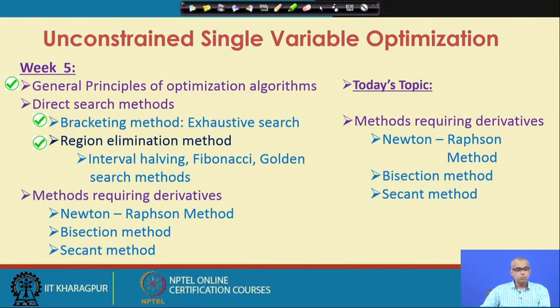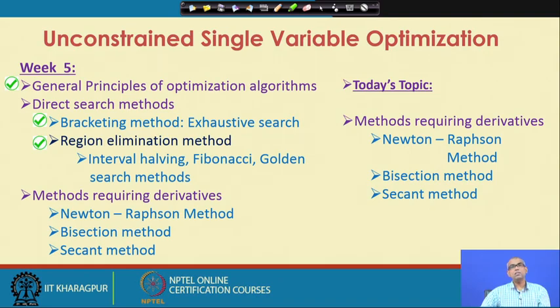So, broadly we will cover two different types of methods: direct search methods, under which we talked about bracketing methods and region elimination methods, and today we will talk about methods requiring derivatives, and we will discuss the Newton-Raphson method, bisection method and secant method.